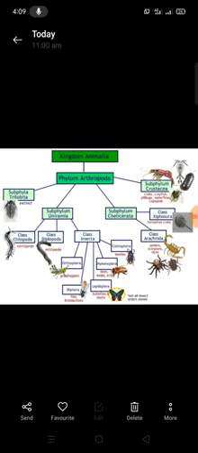This class includes centipedes, hundred leggers. Centipedes, these are terrestrial and carnivorous.